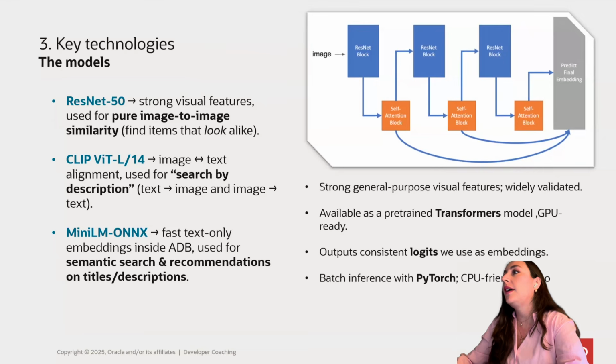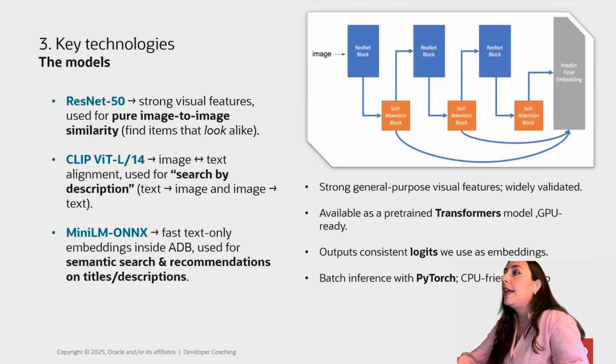Just for summarizing a bit, ResNet 50 is very good at strong visual features, so we are using that one only for pure image to image similarity. So basically, just find me images that look like this picture, and then it's going to power the query by image part. The next one, CLIP, is trained to align images and text in the same vector space, which means that we can do search by description. So we can type a phrase like high-waisted light blue jeans, and we are going to retrieve matching images, or go the other way around, like image to text. And in this case, it's very good when users are coming with words instead of a picture.